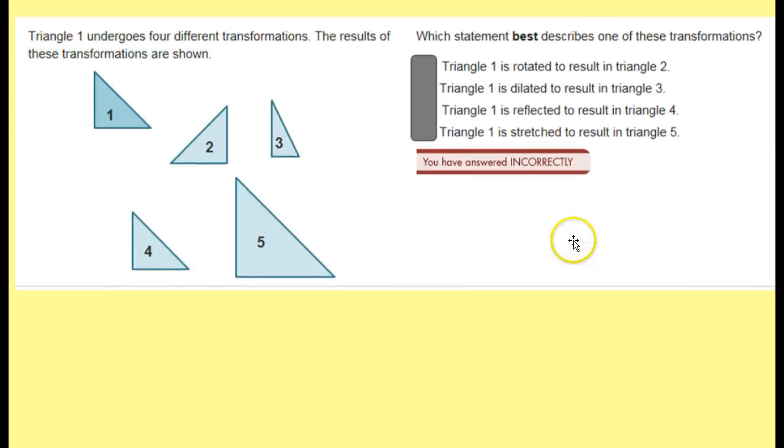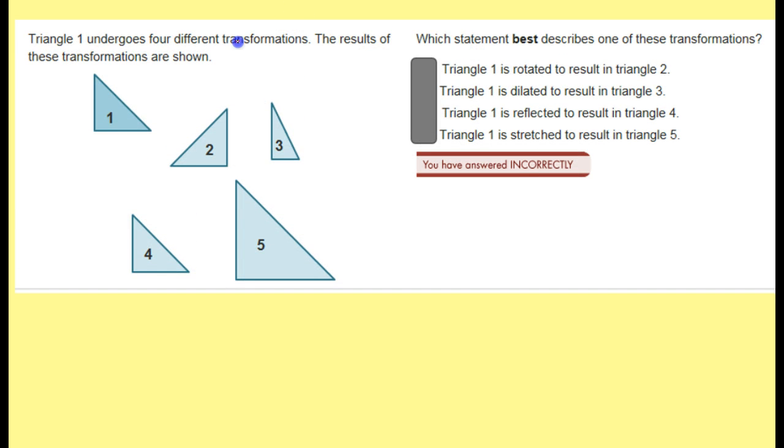Okay, I think this is the last question. Triangle 1 undergoes 4 different transformations. The results of these transformations are shown. Which statement best describes one of these transformations? Triangle 1 is rotated to result in triangle 2. Okay, is that possible? I'm always nervous when the very first one seems to be the answer, but that does seem to be the answer. Okay, let's check it out.